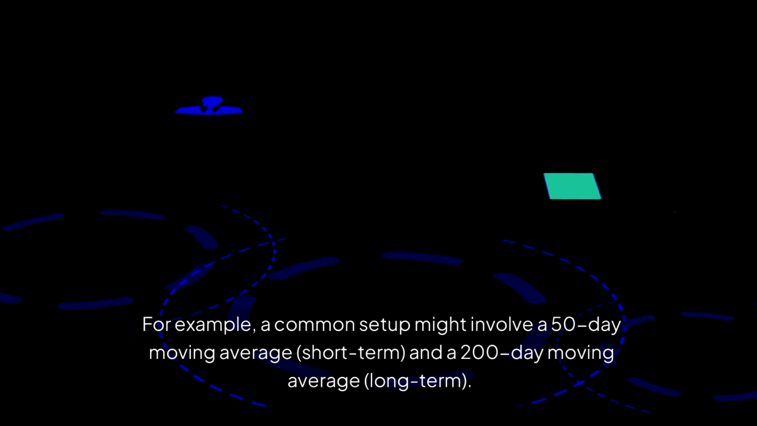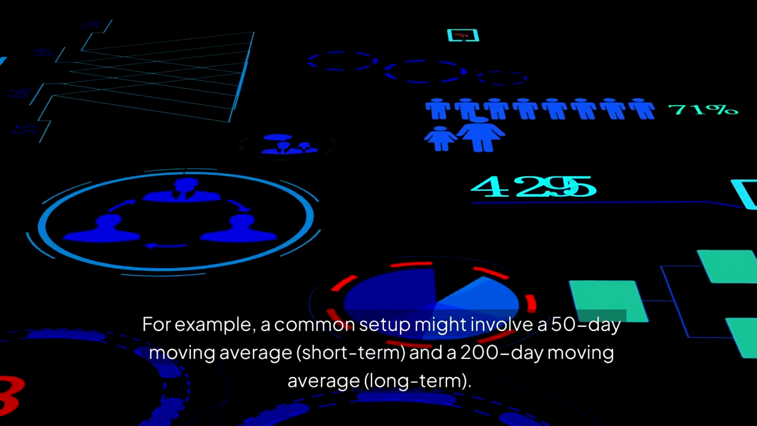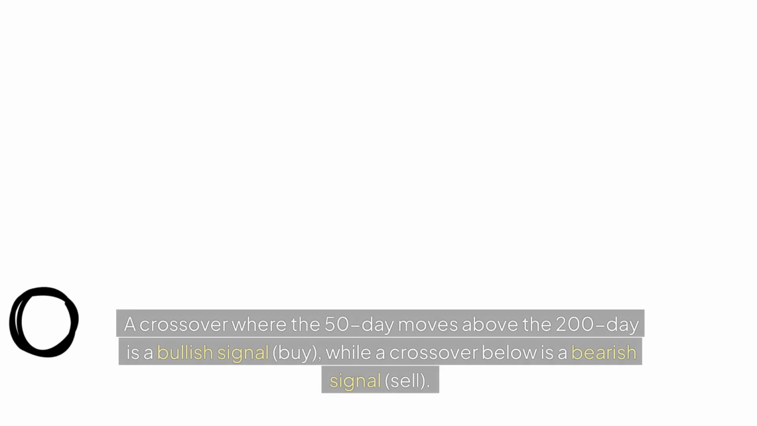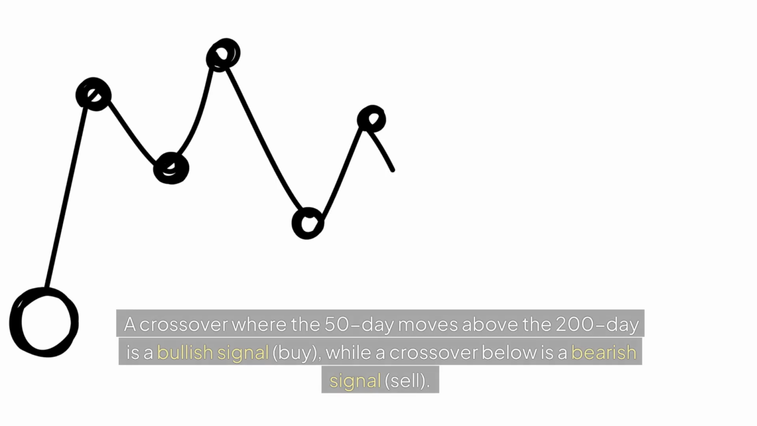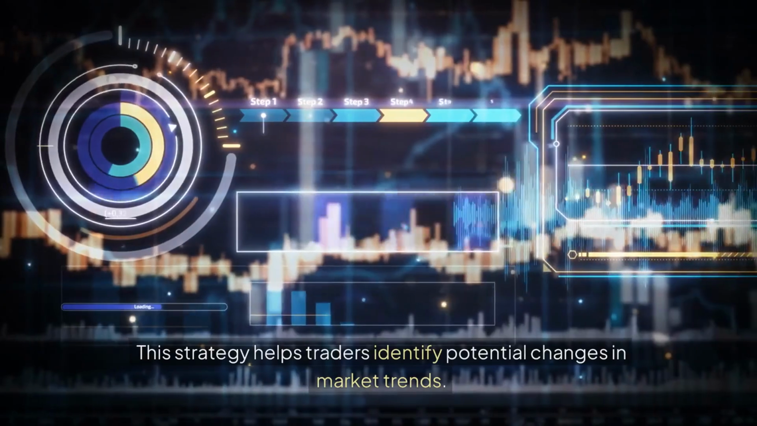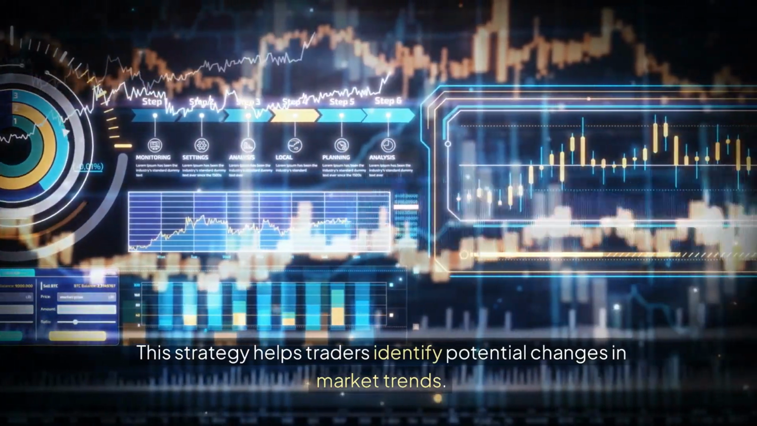For example, a common setup might involve a 50-day moving average, short-term, and a 200-day moving average, long-term. A crossover where the 50-day moves above the 200-day is a bullish signal, buy, while a crossover below is a bearish signal, sell. This strategy helps traders identify potential changes in market trends.